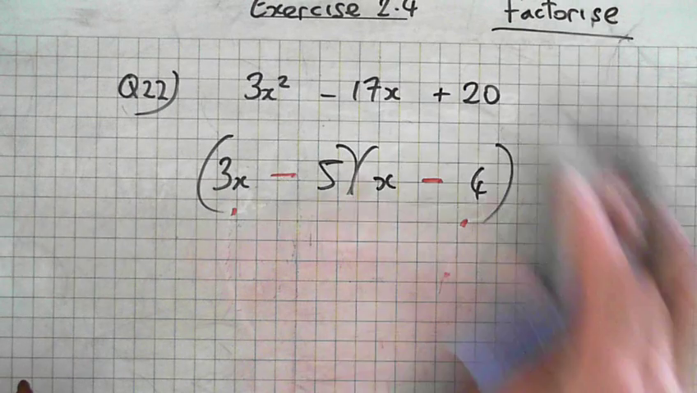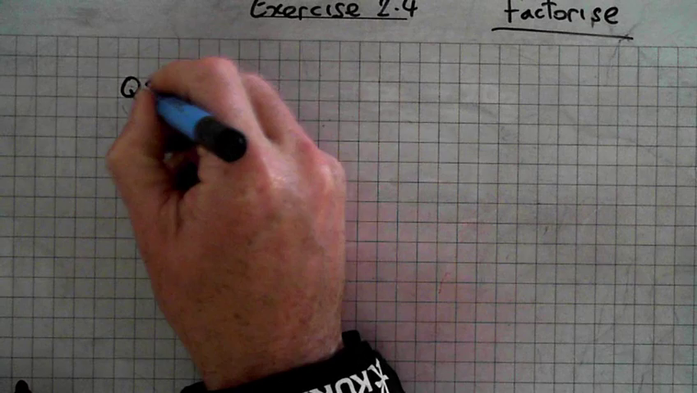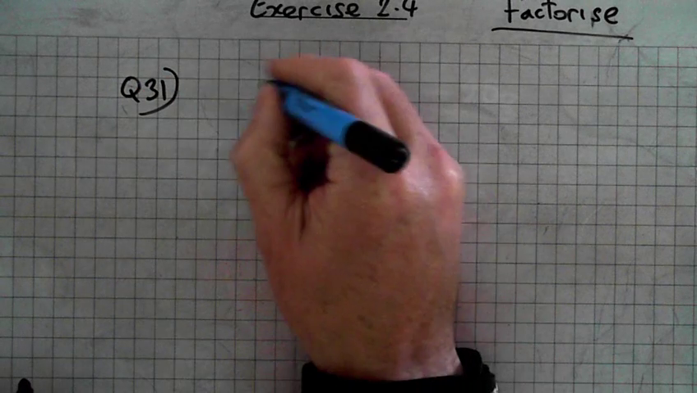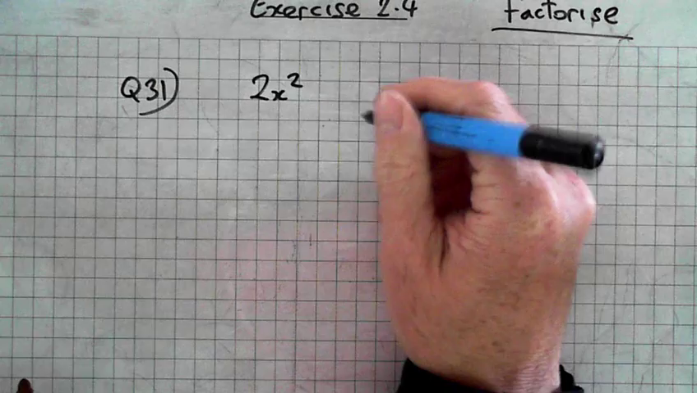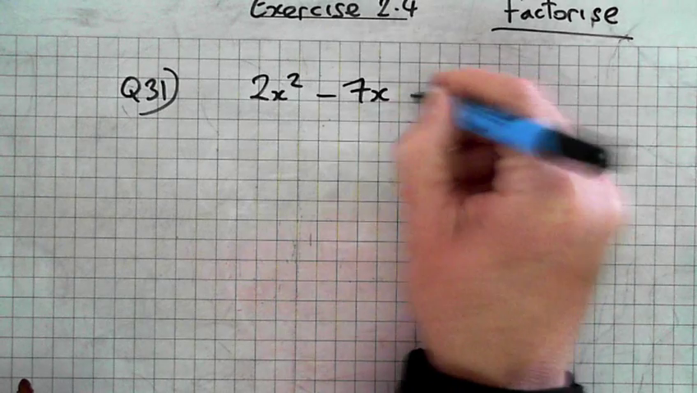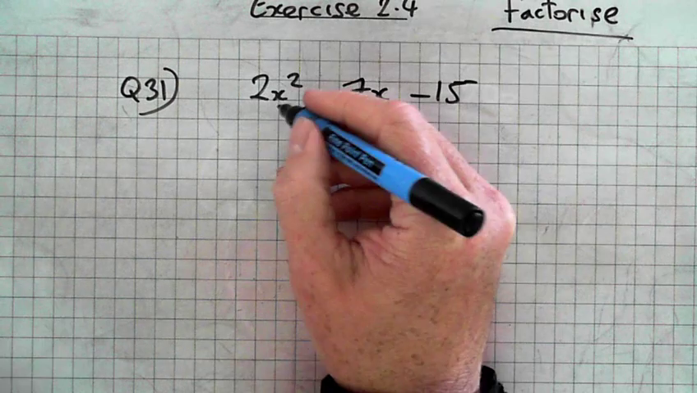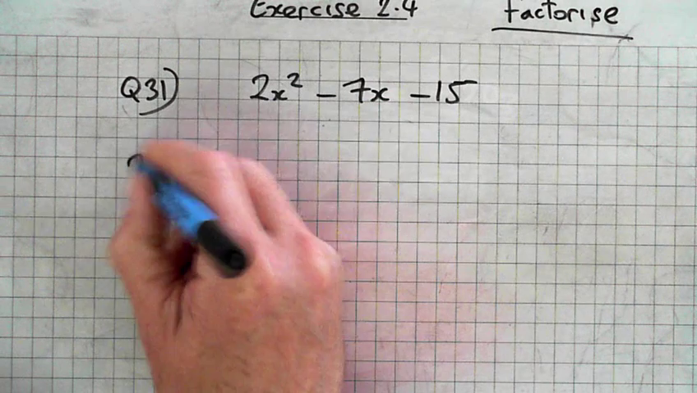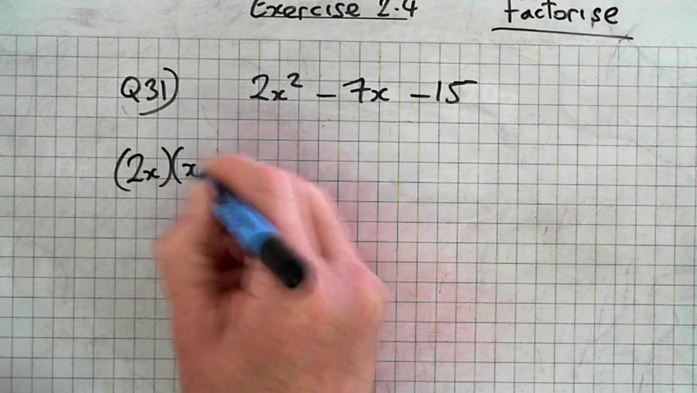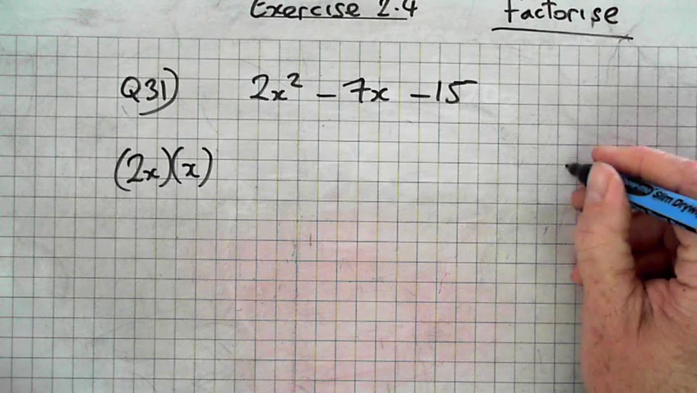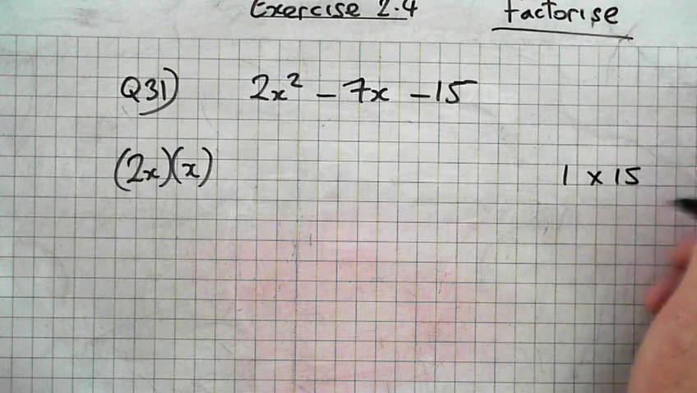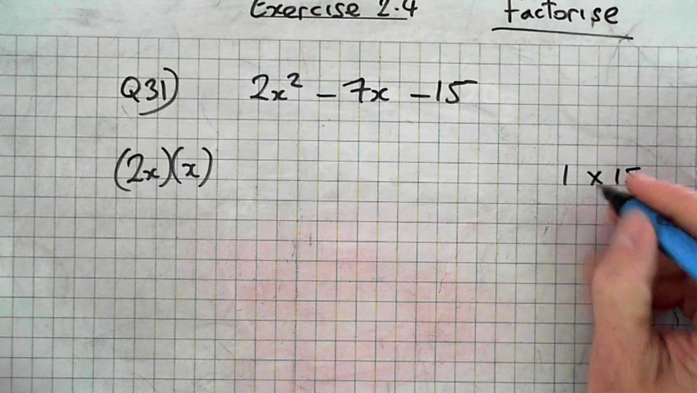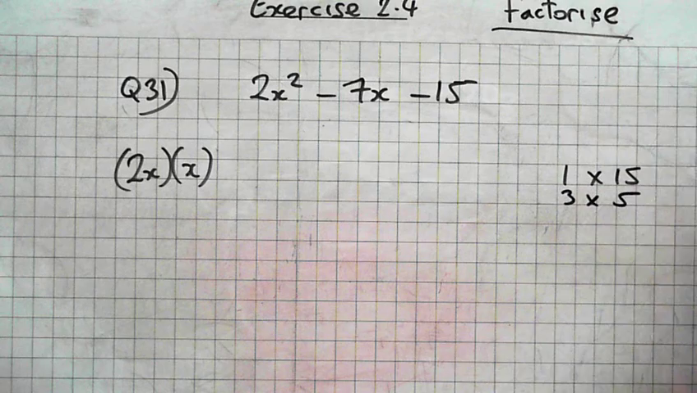Alright, and now we'll do another question like that, question 31. 2x squared minus 7x minus 15. What are the factors of 2x squared? 2x times x. The factors of 15? 1 times 15. Does 2 divide in? No. 3 by 5. Which pair?